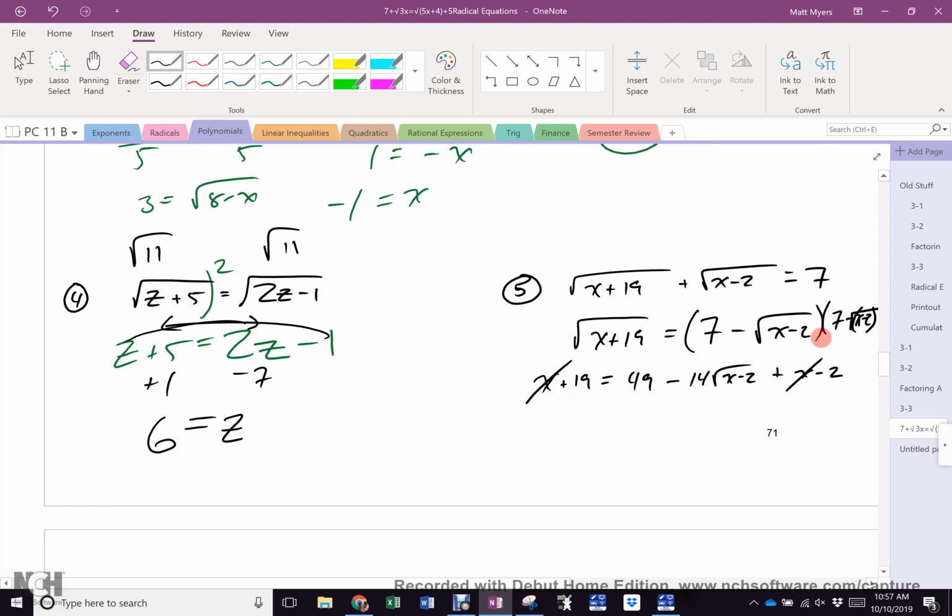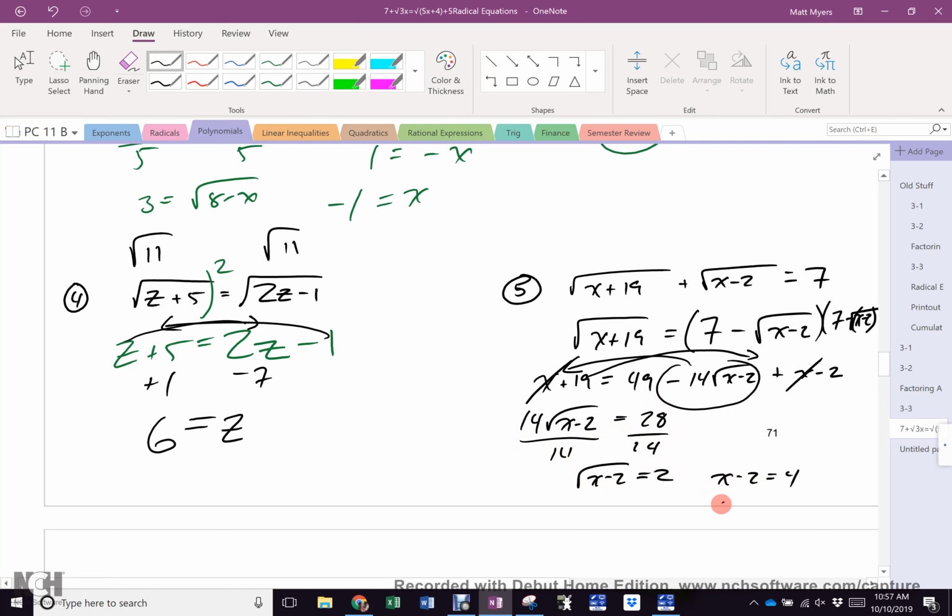I would doubly reverse to get rid of this negative, right? I would bring this over here to get 14 root x minus 2. I would bring this over here to get 47 minus 19, which is 28. Then I would divide both sides by 14, although you ladies like to square there and get 190. Root x minus 2 equals 2. X minus 2 equals 4. X equals 6. And then you check.